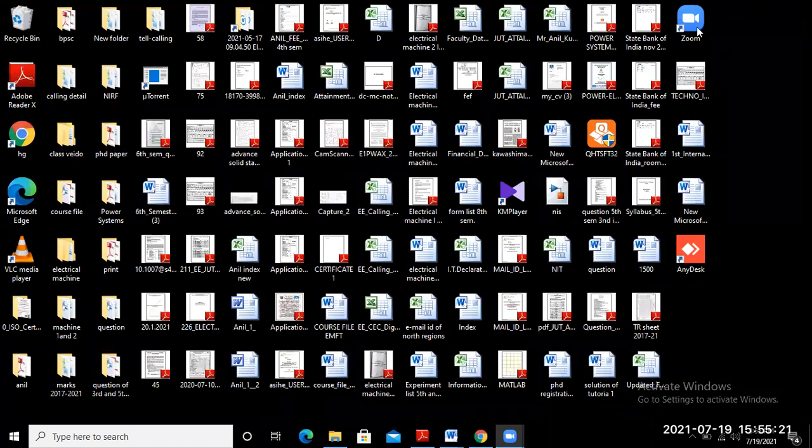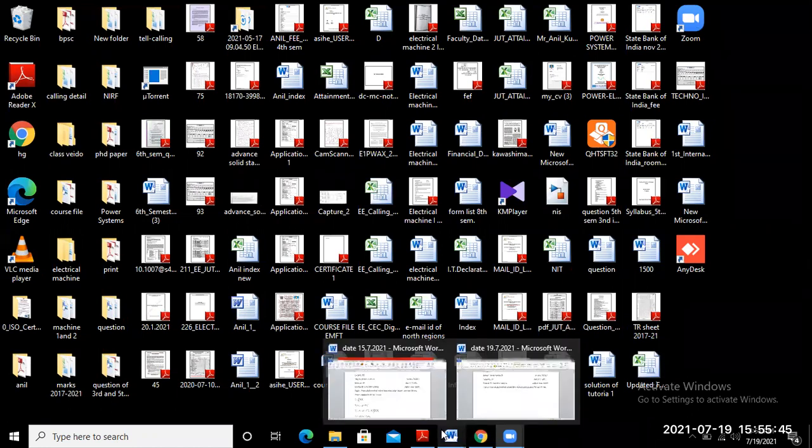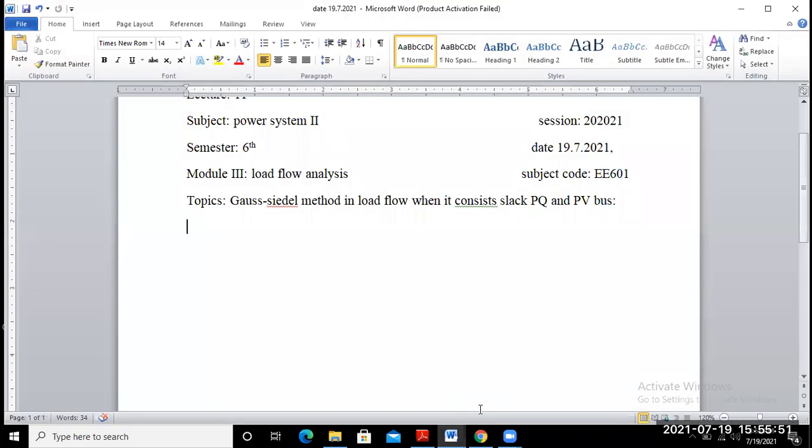What have we discussed in the last class? In the last class, we discussed the Gauss-Seidel method application in load flow study when only a slack bus and PQ buses consist in a system. In that case, we just apply the Gauss-Seidel method.